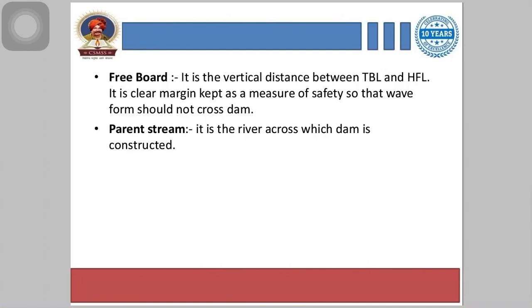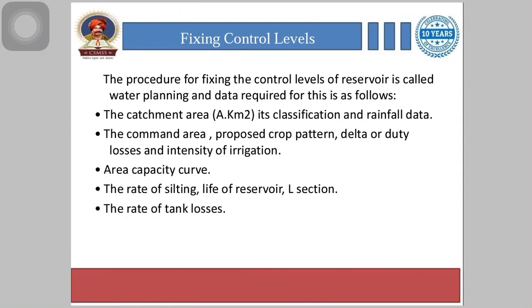Next we will see the definition of freeboard. What is freeboard? It is the vertical distance between the TBL and HFL. It is the clear margin kept as a measure of safety so that waves should not cross the dam. Last point is parent stream. Parent stream is the river across which the dam is constructed.